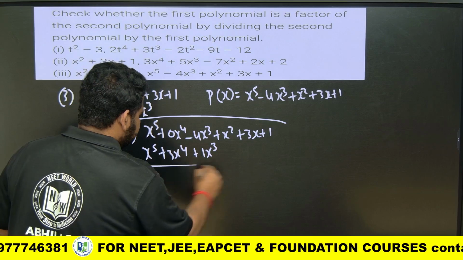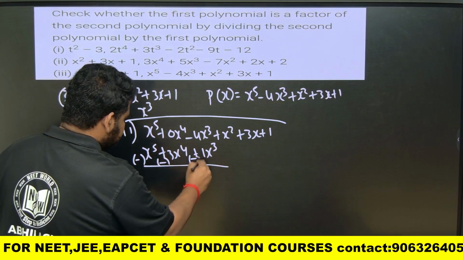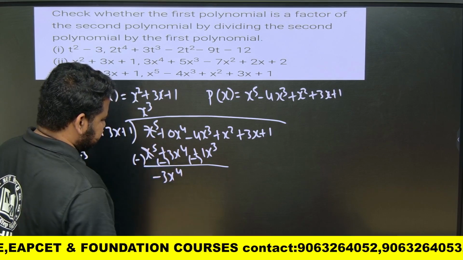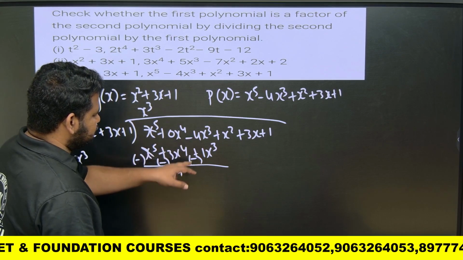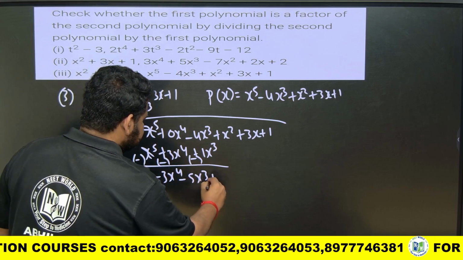Now what can I do? Put the opposite signs. So this will cancel. This will be minus 3x to the power of 4, because 0 doesn't make sense for us. So this is what? Minus 4x cube minus 1x cube. This is nothing but minus 5x cube plus x square.